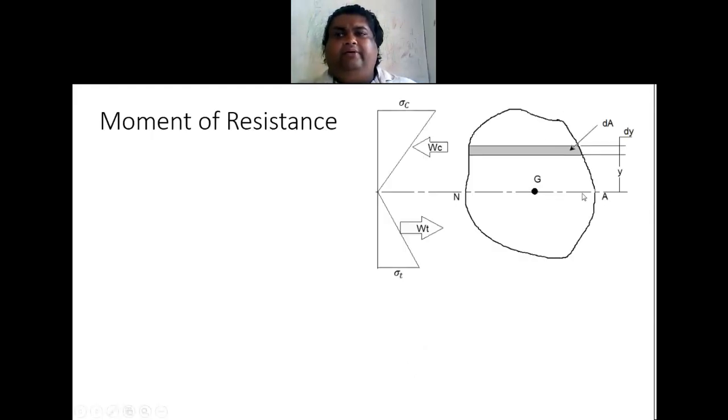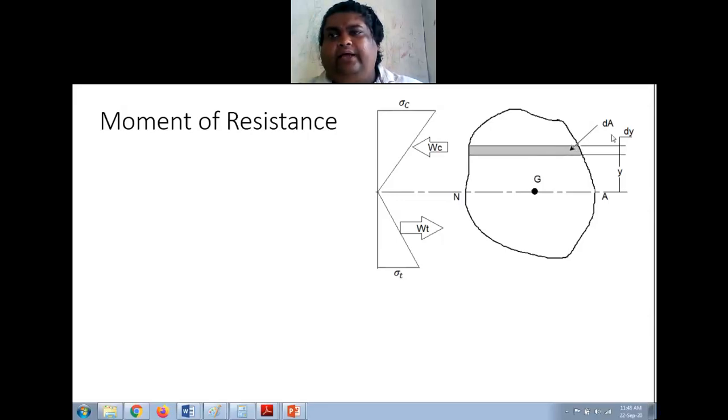Now here I have considered an arbitrary area, and the center of gravity is G, and there is an axis passing through the center of gravity, that is the neutral axis, and I have considered a small elemental area whose area is dA, right, and it is at a distance of y from the neutral axis.